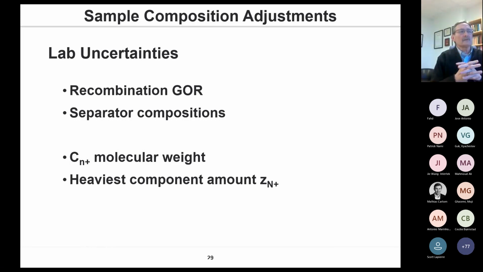Chromatographic analysis could lead to errors in the amounts of the single carbon numbers from C7 up to, let's say, 36 plus. And you basically need to be able to identify whether or not such errors or uncertainties exist, and if so, how to correct them.